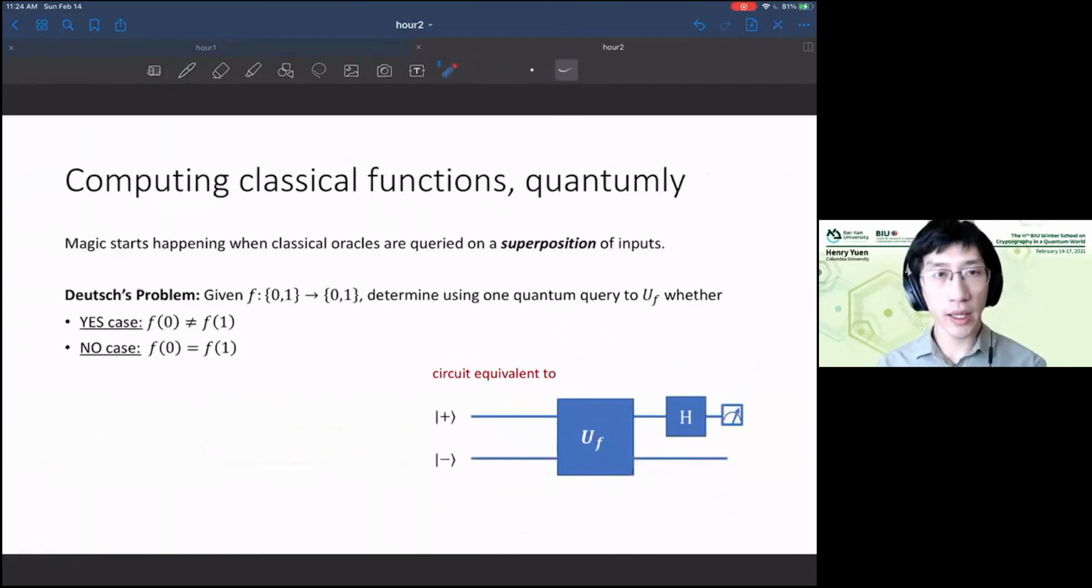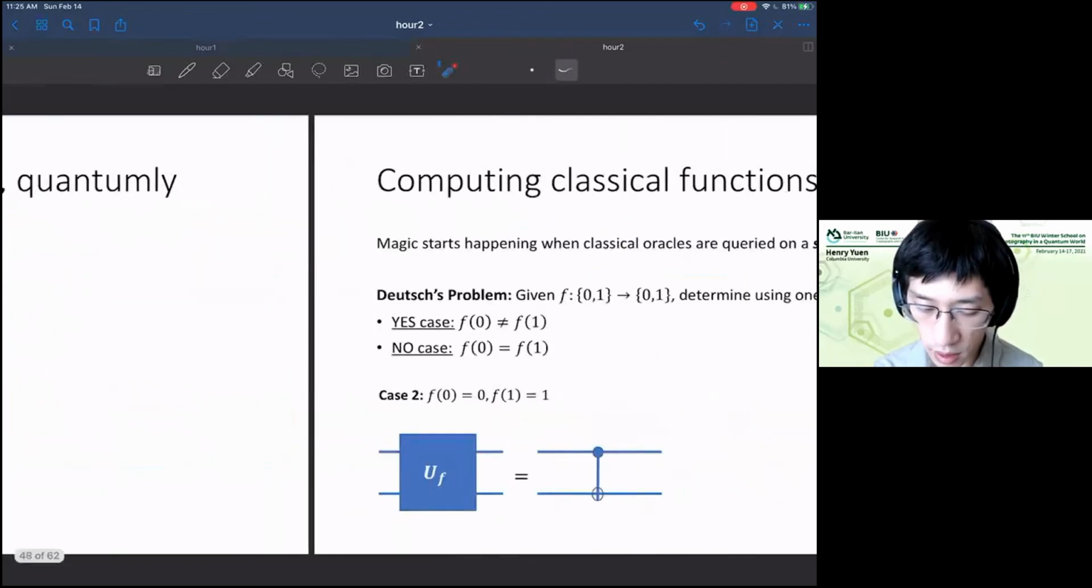I won't go through the analysis. This is something that you can work on your own. But you can see it's a very useful exercise if you haven't gone through it before, because you can see how these negative amplitudes really come into play to help this quantum circuit distinguish between the 2 different cases.